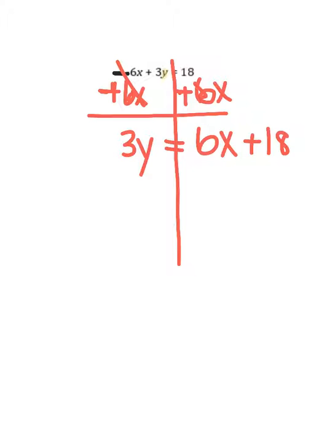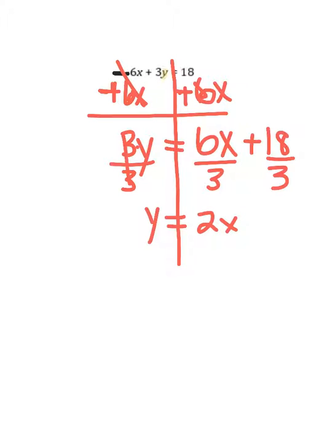Those are not like terms, so you cannot add them. Okay, and then this is 3 times y. The opposite of times is divide. So you'll have y equals 6 divided by 3 is 2, so we'll have a 2x. 18 divided by 3 is 6.